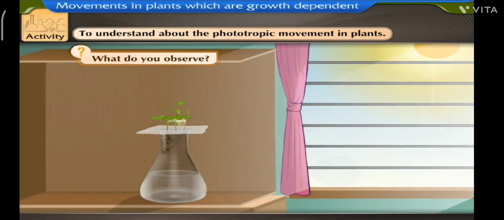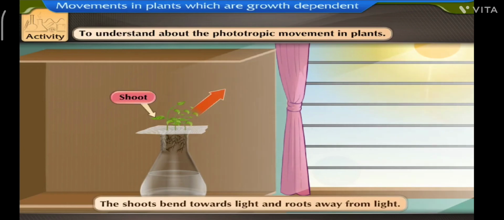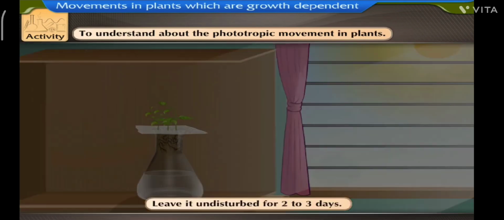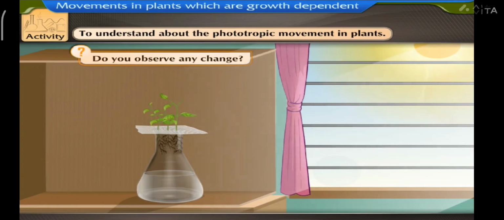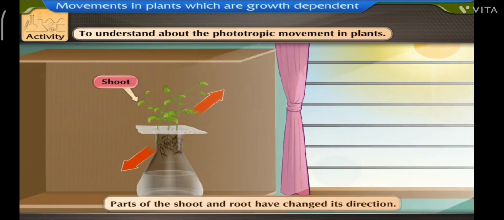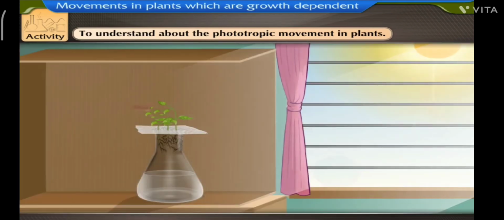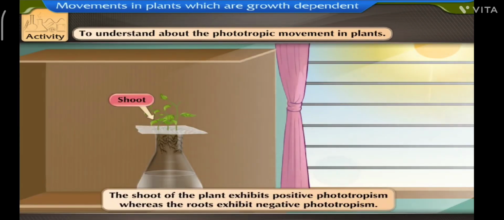What do you observe? You can observe that the shoots bend towards light and roots away from light. Now turn the flask in the opposite direction so that the shoots are away from light and the roots towards light. Leave it undisturbed for 2 to 3 days. Do you observe any change? You can see that the parts of the shoot and root have changed their direction. The shoot that was placed away from the light has shifted towards light, whereas the root has moved away from the direction of light. From this activity, we can conclude that the shoot of the plant exhibits positive phototropism, whereas the root exhibits negative phototropism.